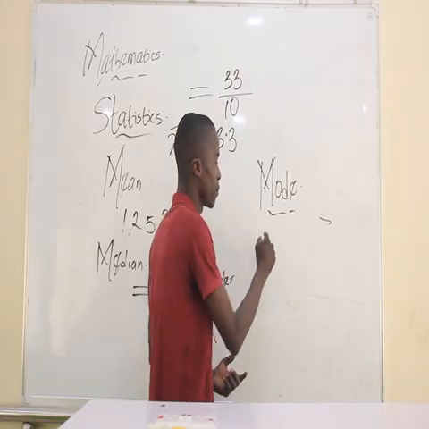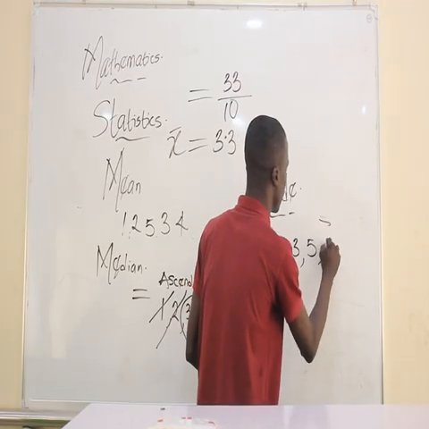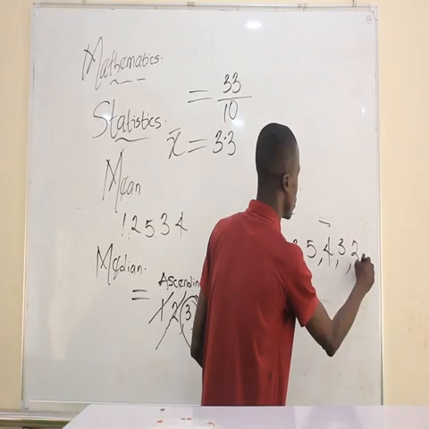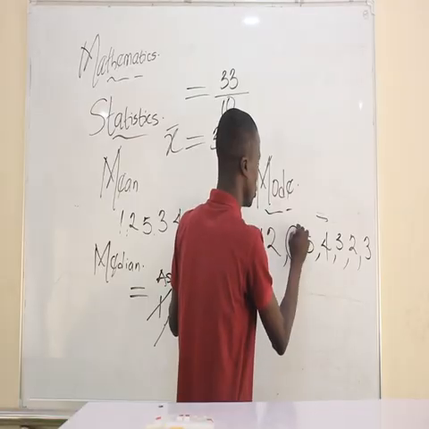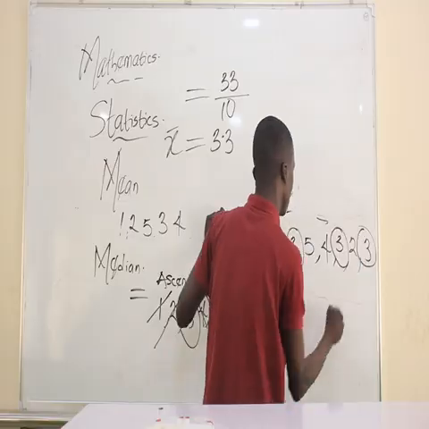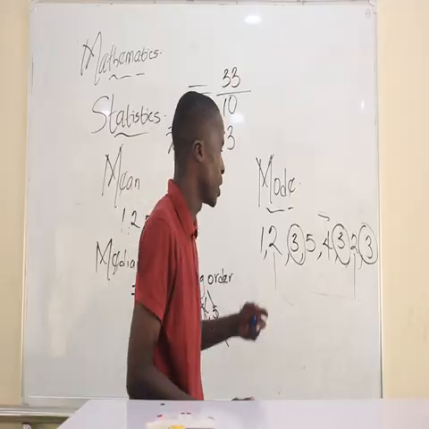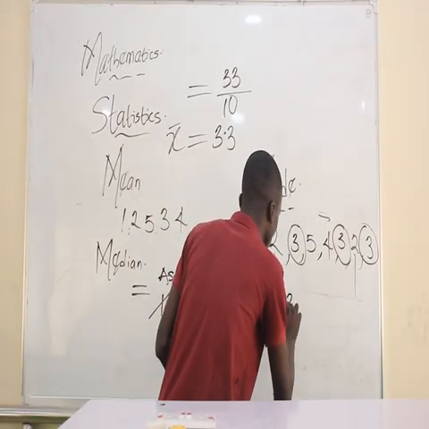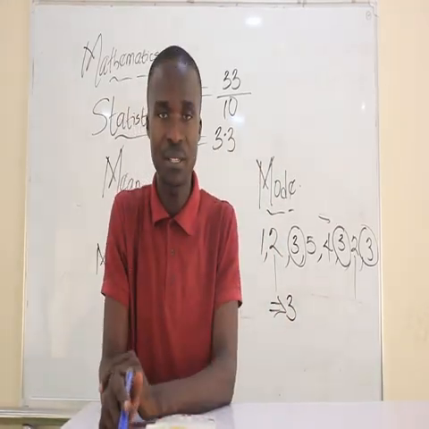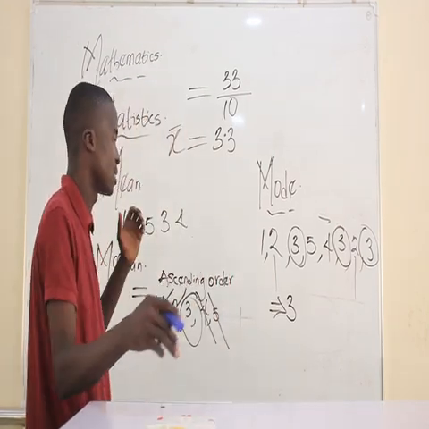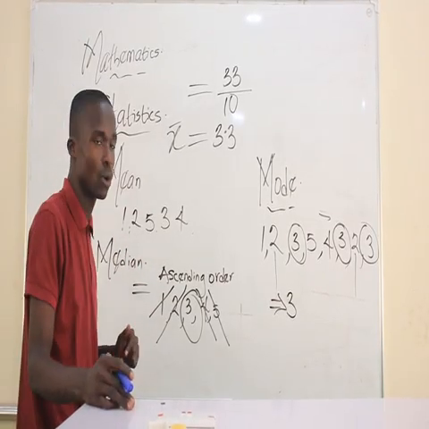Imagine, or take for example, you're having 2, 3, 1, 2, 3, 5, 4, 3, 2, 3. Now, if you check carefully, you would notice that 3 appeared 3 times, while 2 appeared only 2 times. So the mode automatically is 3. So the mode is the number with the highest occurrence, the value with the highest frequency. The value with the highest frequency is the mode of the distribution. So that is that on mode.